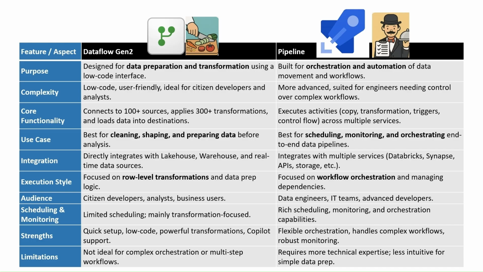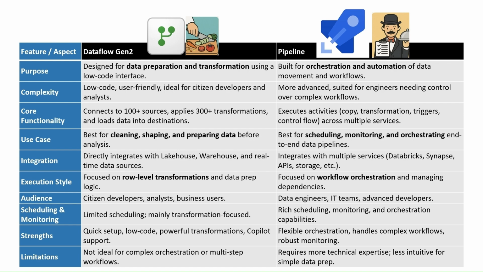The Dataflow Gen2 is good for cleaning the data, to shape, to slice and dice, and to prepare the data before the analysis. But the pipeline is very much towards orchestration of this. So I think it'll be good to utilize in terms of scheduling the data flow, monitoring it, orchestrating the end-to-end pipelines. Integration for Dataflow Gen 2, it directly integrates with lakehouse, warehouses, and real-time data sources, stream of data and IoT sensors and things like that.